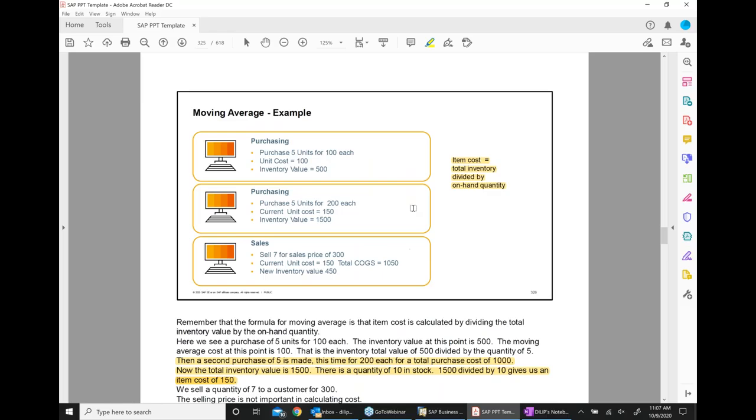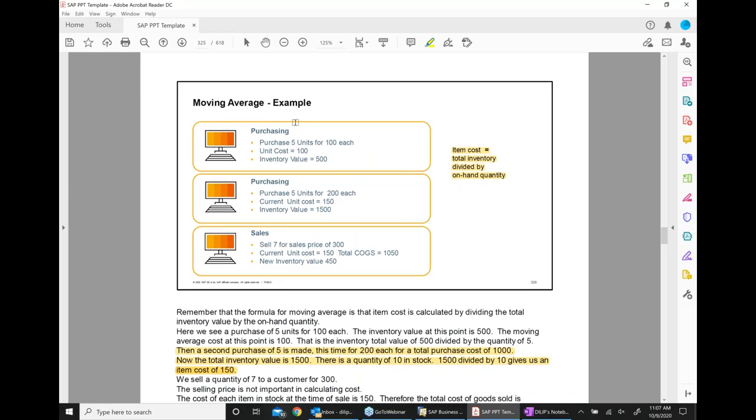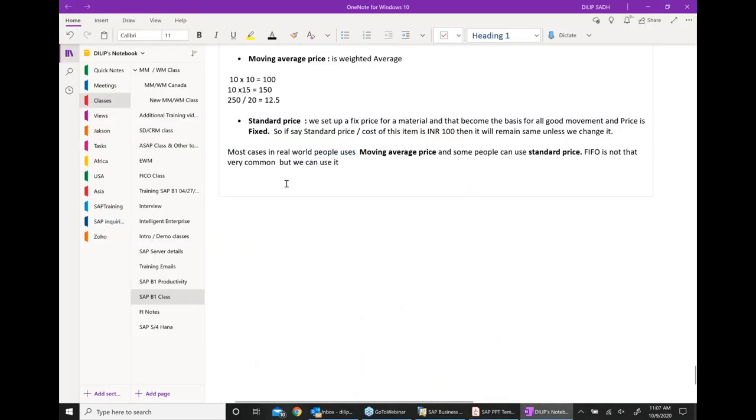Now this is an example of the moving average price. Whatever price is in the purchase order, 5 units, 100 each. So let's do an example. I want to do an exercise for moving average price.